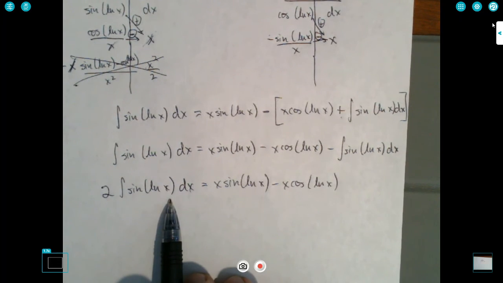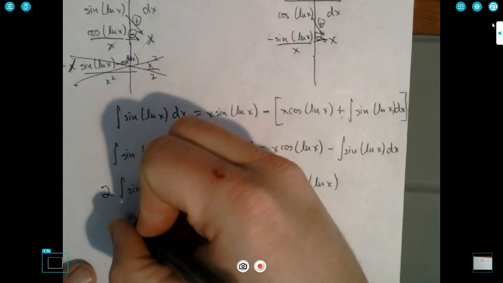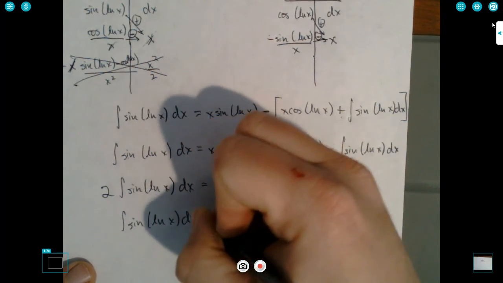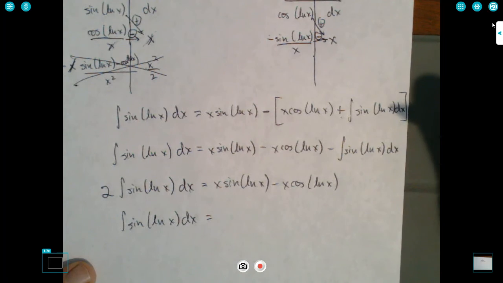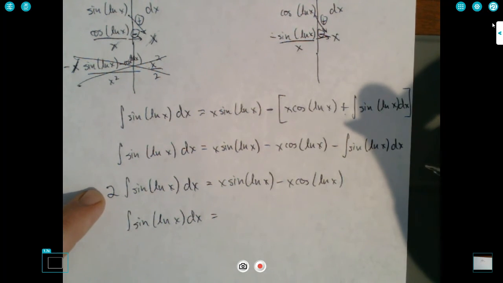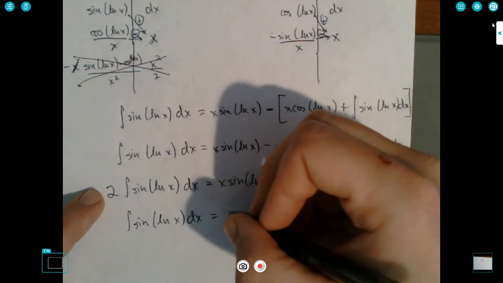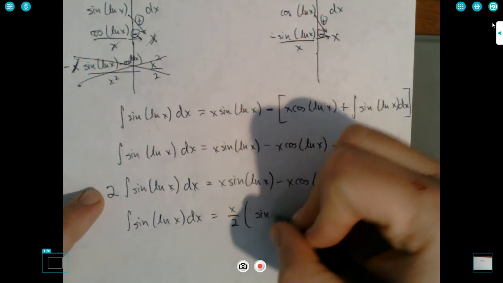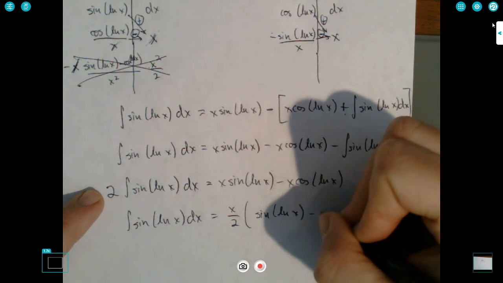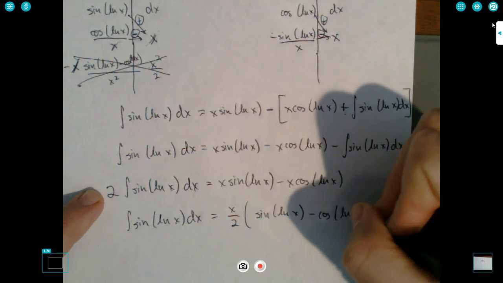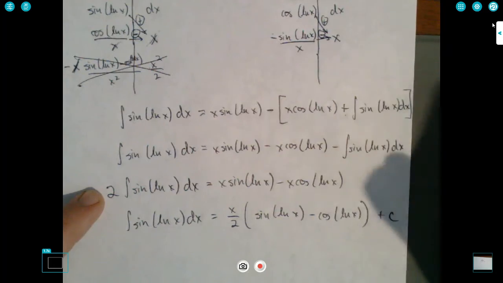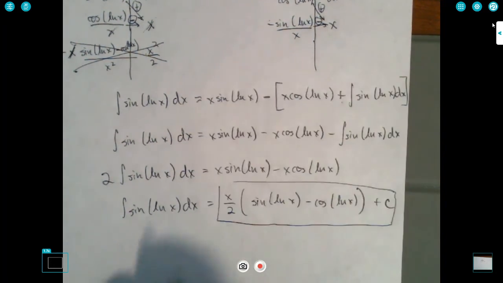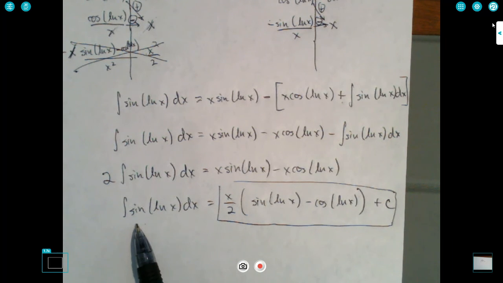And if I divide by 2, then I'm going to get the integral of sine of ln of x dx equals, I can also factor out an x. So I'm going to take out an x over 2 times sine of ln of x minus cosine of ln of x. And then I guess I have to have my constant of integration. But there's the answer to the integral of sine of ln of x.